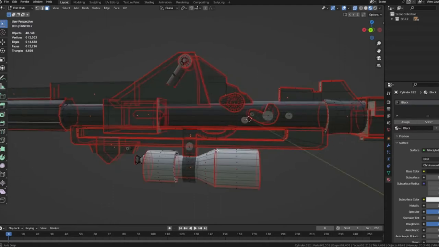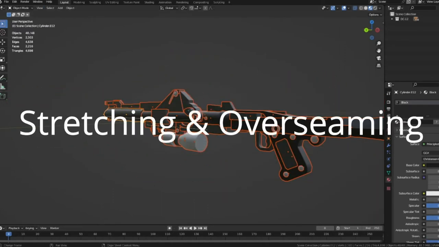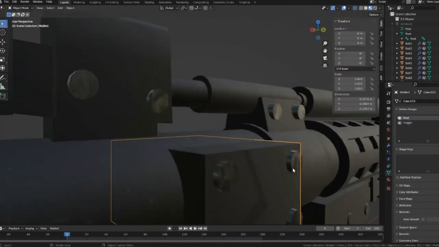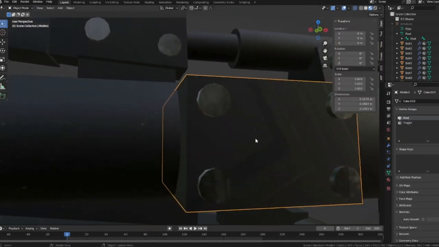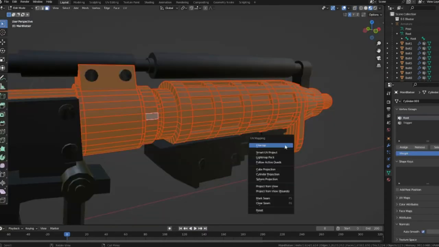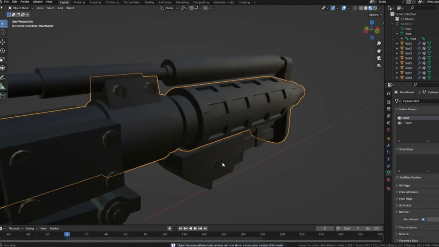So when making these nets, you need to be aware of two main issues: stretching and overseaming. Stretching can occur when you do not place seam lines to break up certain faces, such as this corner piece. And overseaming is just when you break up faces unnecessarily, giving you visible seam lines on your object.